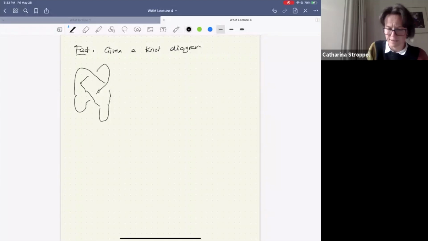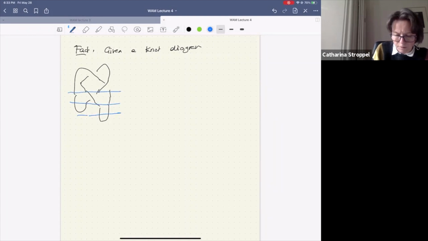I hope it fits, yes. So given a knot diagram, we can always slice it into pieces like this after we move it a little bit around, like this. Oh, the last one is not so good. Like that.